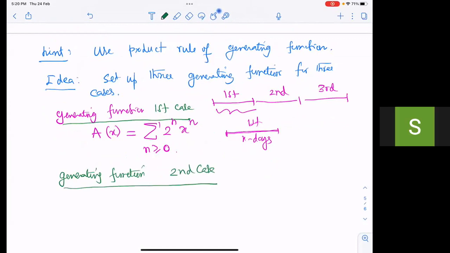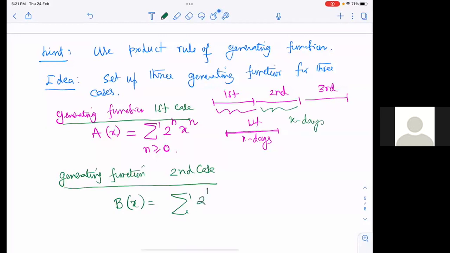2 to the power n minus 1 into x to the power n. Very good. Right. So let me call it bx. Because you see, in the second half you have only an odd number of possibilities, right? So if you take k days here, then you have k choose 1 plus k choose 3 plus k choose 5, this sum, right? And we know that this sum is exactly half, 2 power k minus 1. So as he correctly said, the generating function for the second case is 2 power.